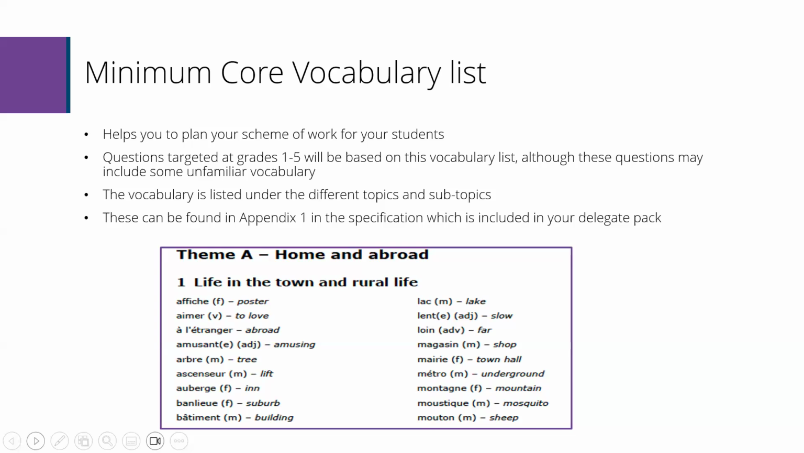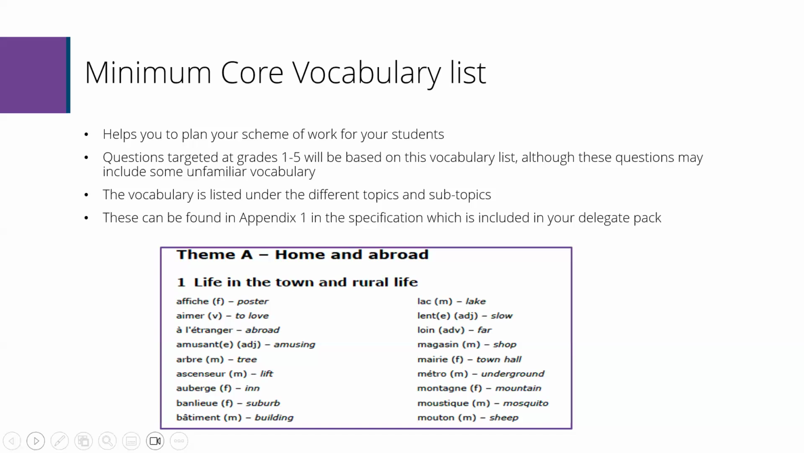the questions will work very much around that vocabulary. But obviously that vocabulary is a minimum, it isn't a ceiling, if you know. So I think we would expect students to perhaps have some knowledge of vocabulary beyond the list. And the vocabulary is listed also under different topics and different subtopics. So, you know, you can find those things in Appendix 1 of the specification, and you've got the sort of example there.